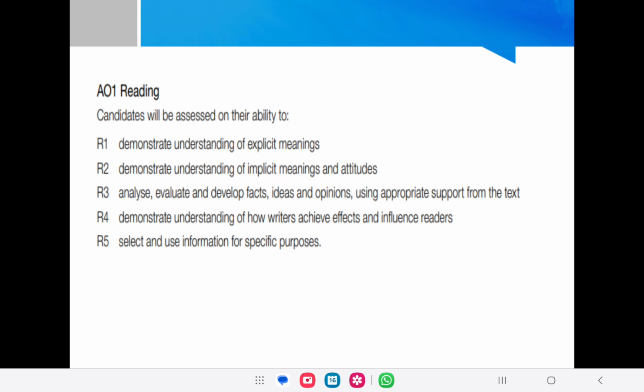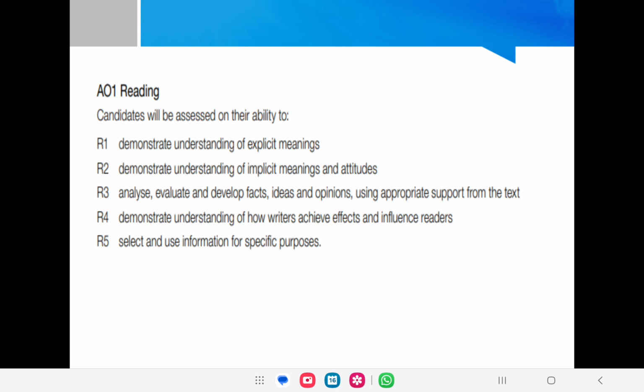R3 is that analyze, evaluate and develop facts, ideas and opinions using appropriate support from the text. This R3 is the reading objective that we use for summary writing. The first 2 are what we use for question number 1, comprehension task.